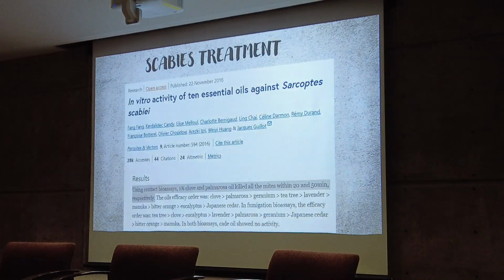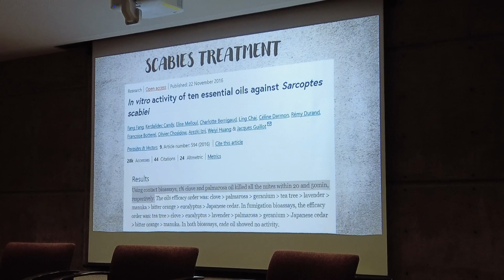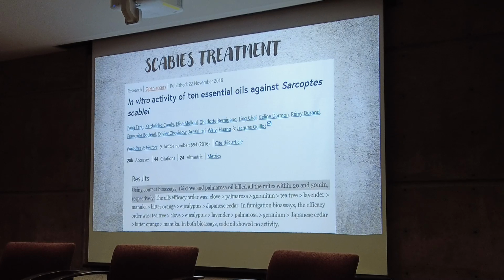How about a scabies treatment? Clove oil. Basically just a little bit of clove oil and some palm oil. So you just dilute a little bit of clove oil in the palm oil and then just use it topically. And it works pretty fast.